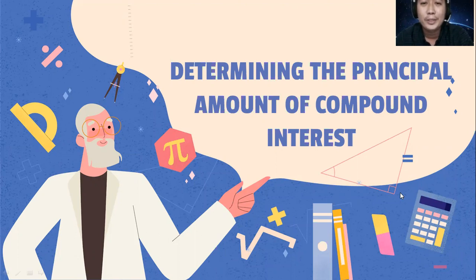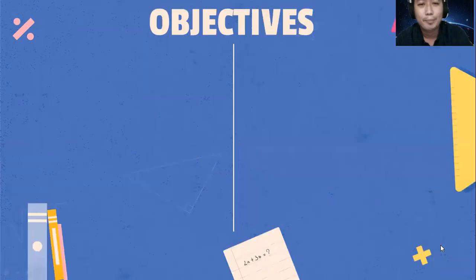Our main lesson for today is all about determining the principal amount of compound interest. Last time we discussed how to get the value of the interest of a compound interest. For today, we are going to determine the principal amount of compound interest.